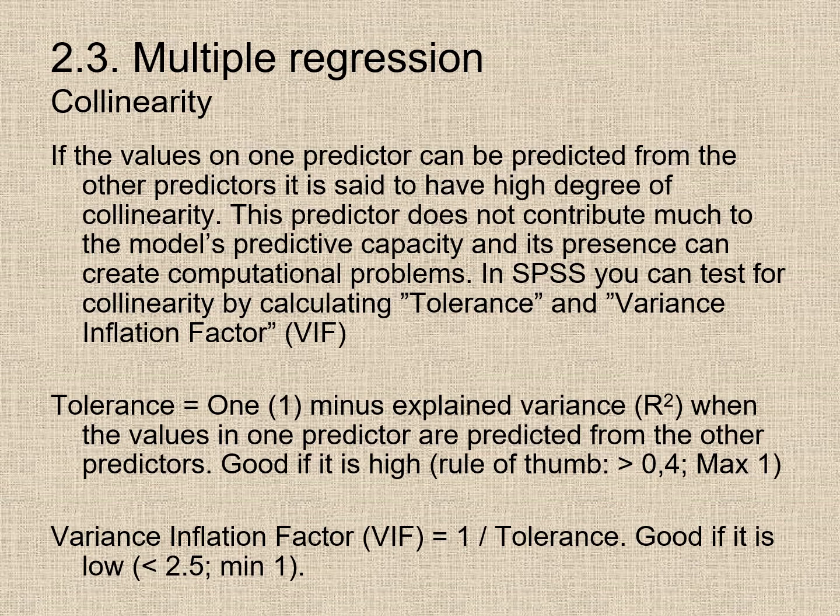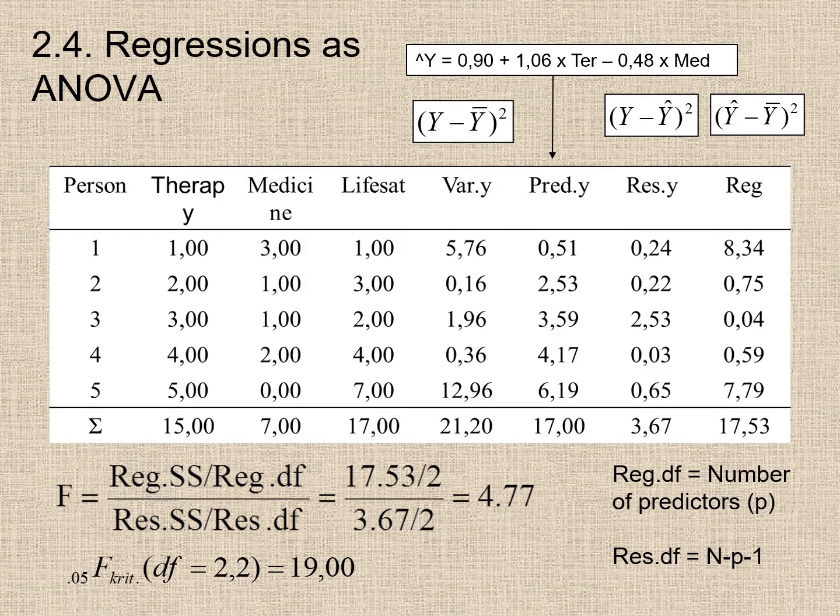We could again do this in the form of calculating sum of squares and so on. So amount of therapy, amount of medicine, degree of life satisfaction, total sum of squares, variation in life satisfaction. We have predicted values, predicted life satisfaction according to this formula. We'll have a closer look at that soon. Predicted life satisfaction is 0.9 plus 1.1 multiplied by amount of therapy minus 0.5 multiplied by amount of medicine. So that's what we have there. Predicted values.